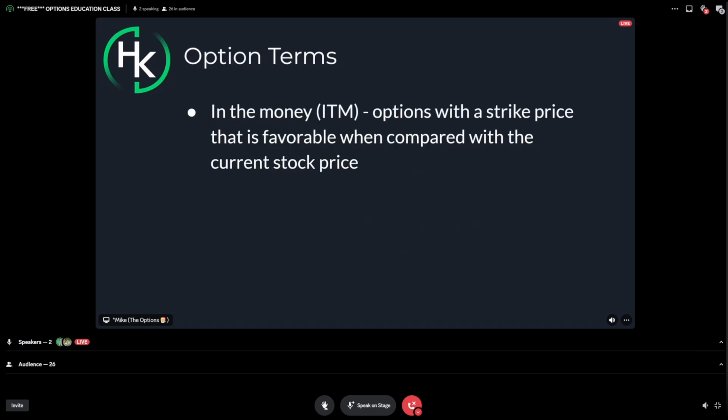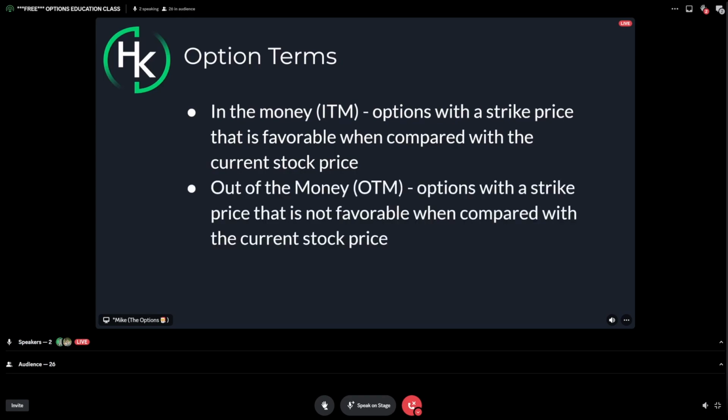Another option term that we can go over now that we know that is in the money, or ITM. In the money options are options with a strike price that is favorable when compared with the current stock price. Conversely, out of the money, or OTM, are options with a strike price that is not favorable when compared with the current stock price.